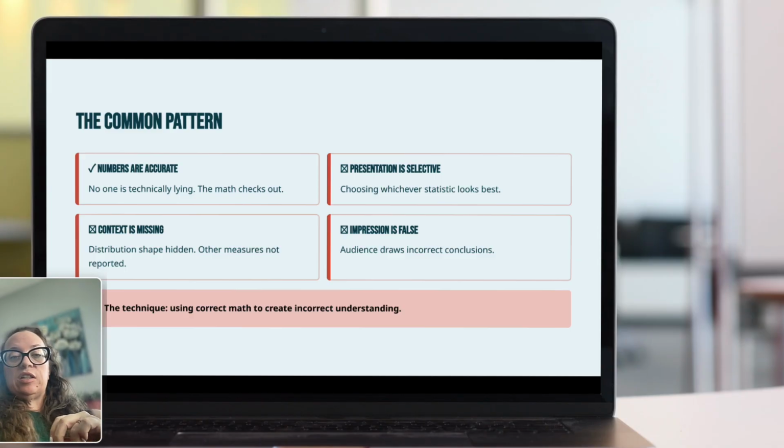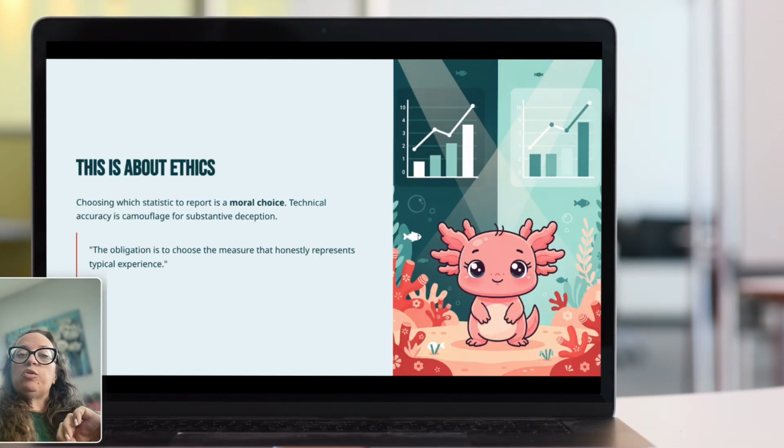So this is why statistical literacy matters. Not just for research methods and statistics, but for citizenship, for being a good citizen. When someone reports the average, ask which average, because the mean, the median, and the mode are all averages, okay? Is it the median? Is it the mode? What does the distribution look like? Is the reported average representative of the typical case, or is it being distorted by outliers?